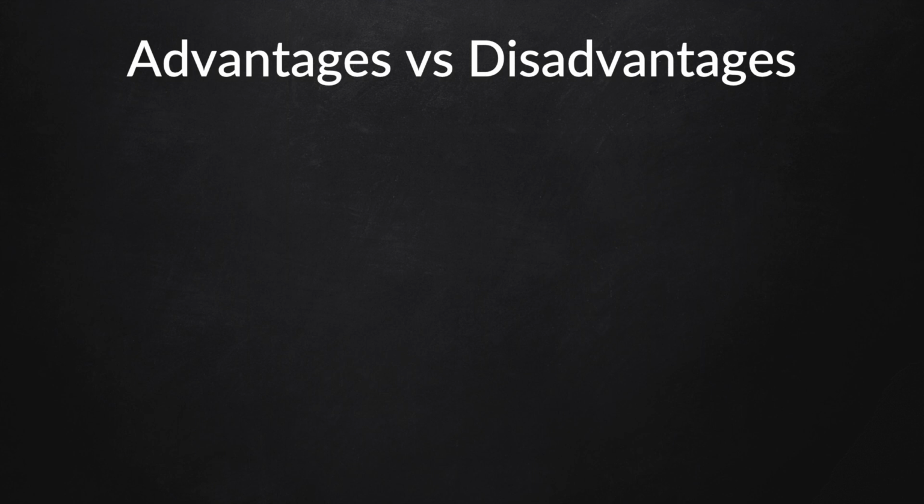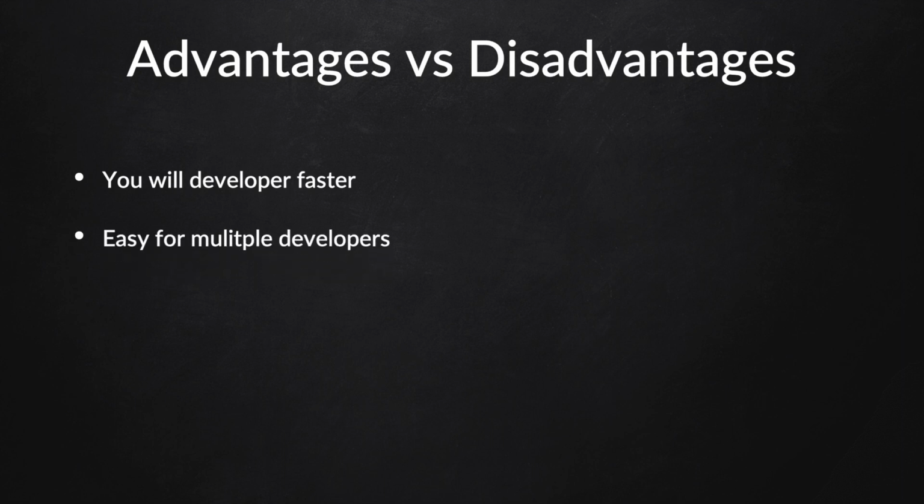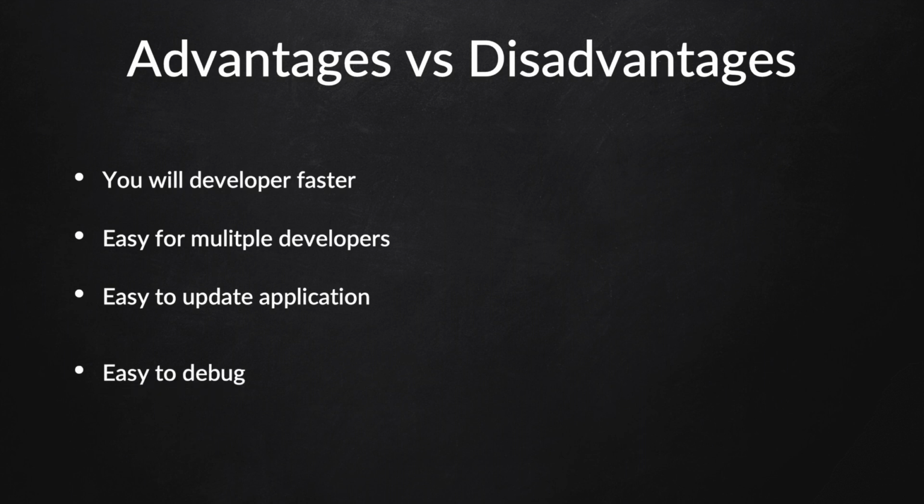So what are the advantages and disadvantages of the MVC architecture? A huge advantage is that the development of the application will become fast. It is easy for multiple developers whenever you work at an organization to collaborate and work together. It is also easy to update the application because it will change in multiple places. It is easy to debug as we have multiple levels of priority written in the application.